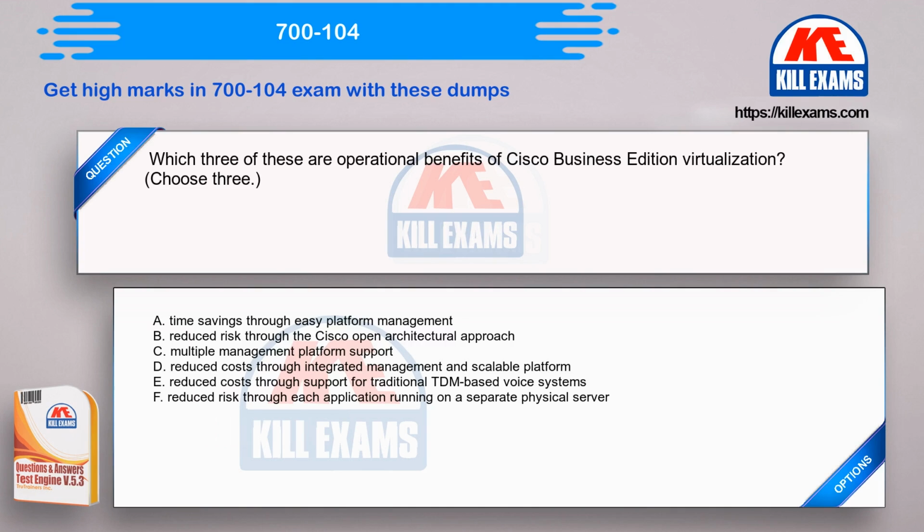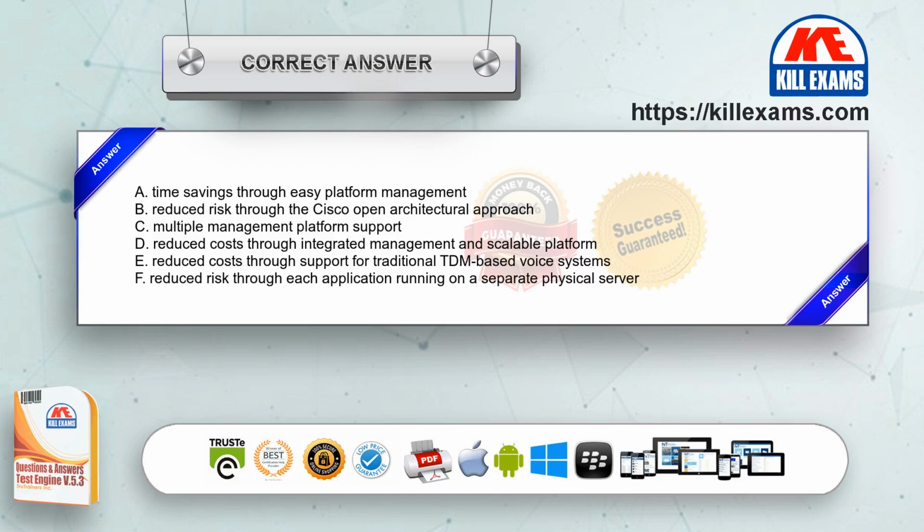Option D. Reduced costs through integrated management and scalable platform. Option E. Reduced costs through support for traditional TDM-based voice systems. Option F. Reduced risk through each application running on a separate physical server. The correct answer is option A, B, D.